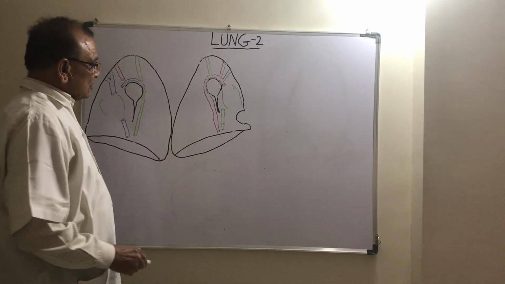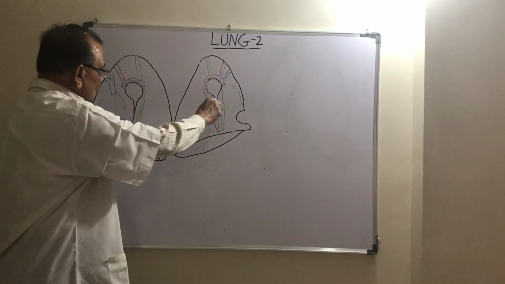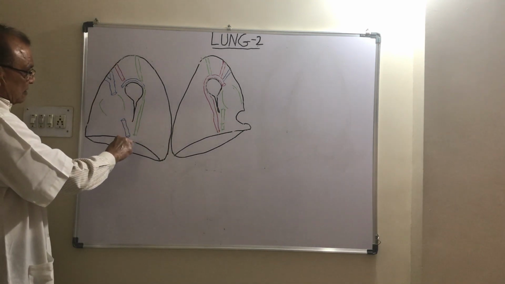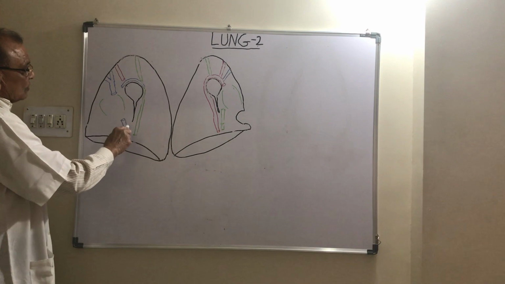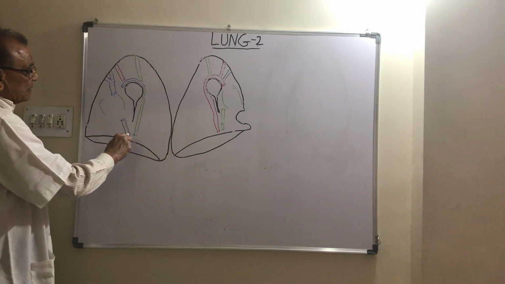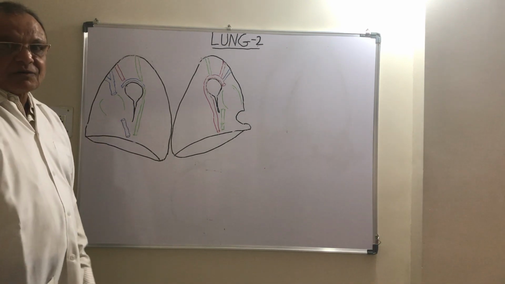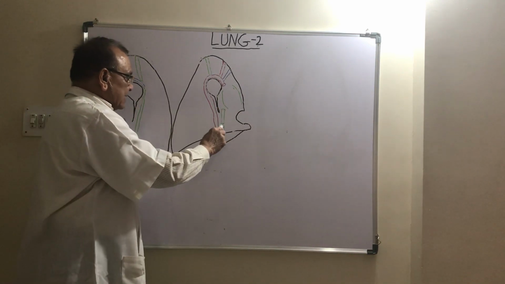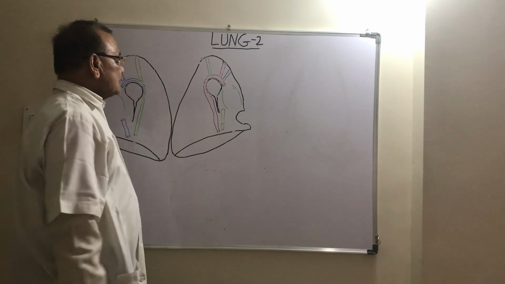In both lungs, in front of the lower part of the pulmonary ligament, there is a vertical groove on both sides. On the right side, the vertical groove in front of the lower part of the pulmonary ligament is produced by the inferior vena cava, and on the left side, it is produced by the left margin of the esophagus.